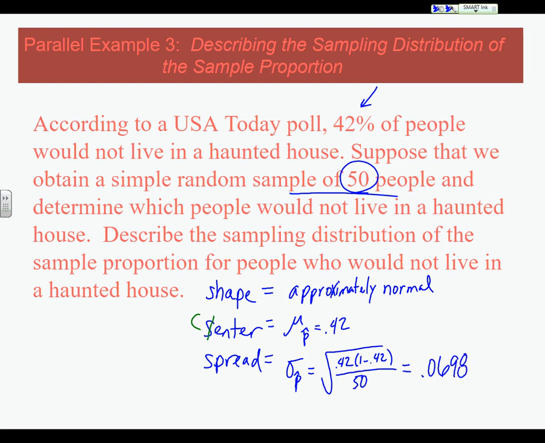That would be my spread. I am describing the sampling distribution, three things on it: shape, center, and spread. And that would be full credit.